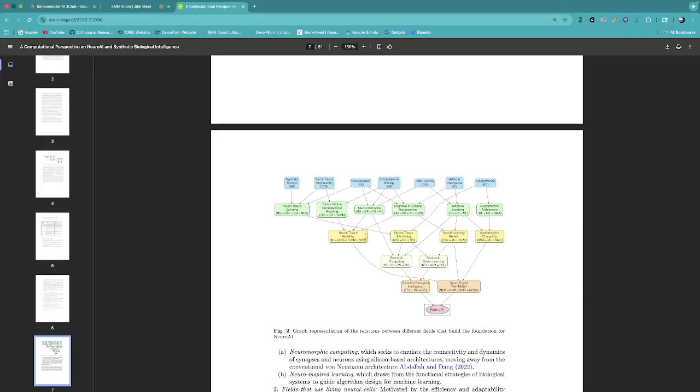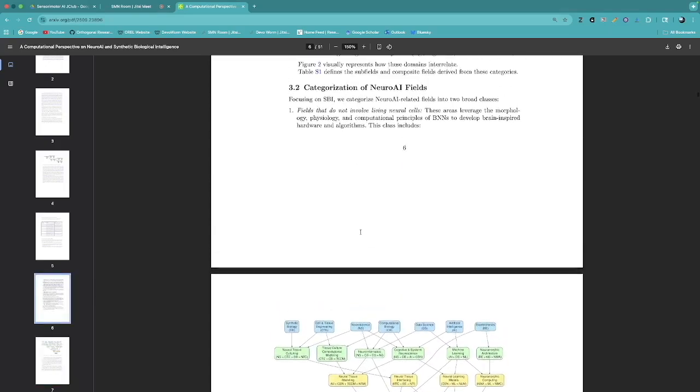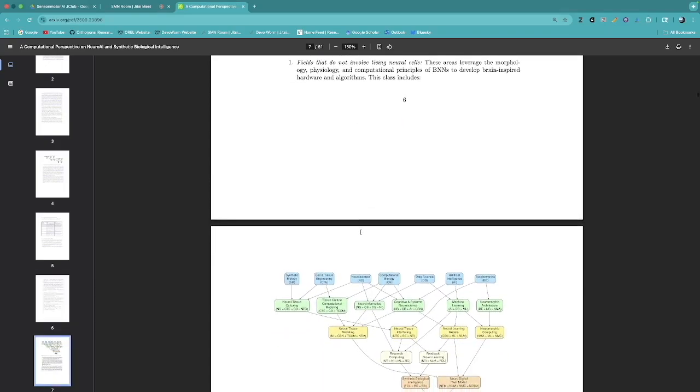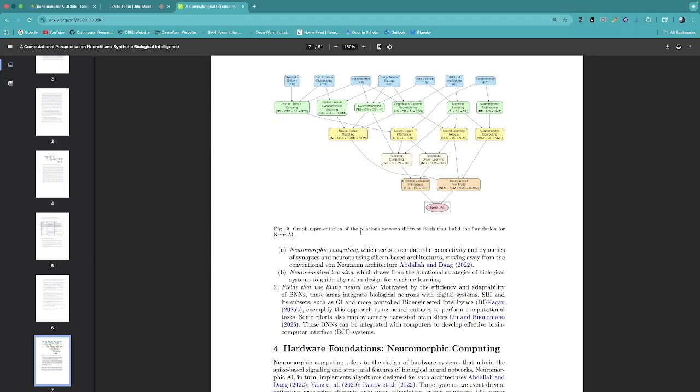This is actually figure 2, a graph representation of the different fields. We'll get into that in a minute. But let's continue with this point 1. And so point 1 splits between neuromorphic computing and neuro-inspired learning.